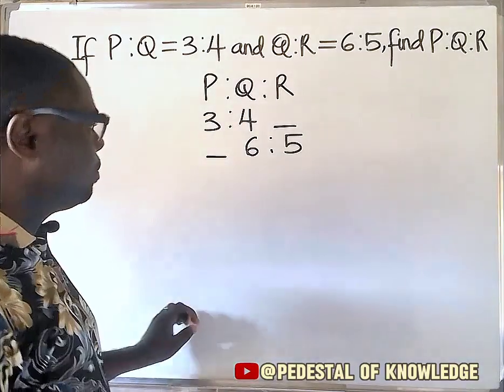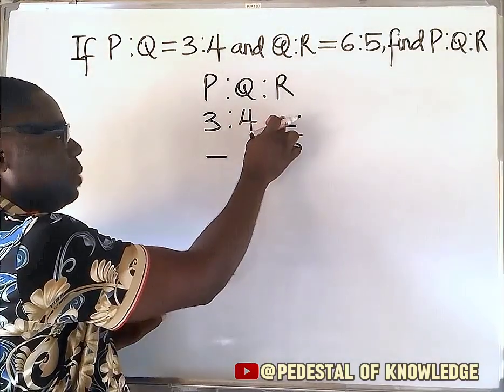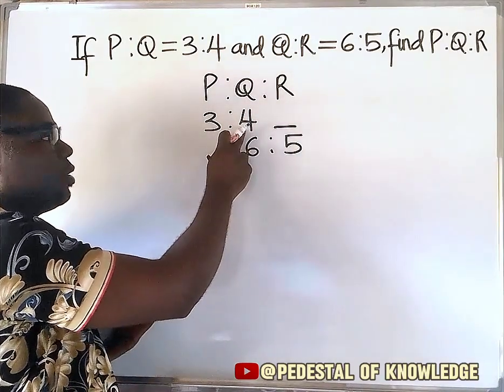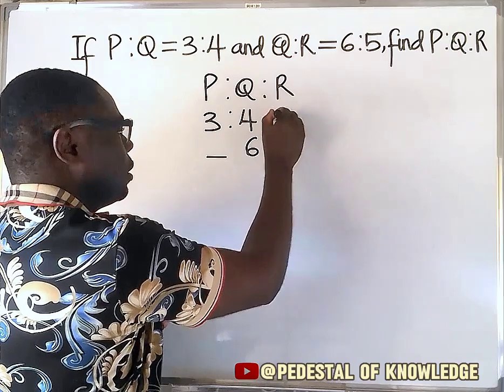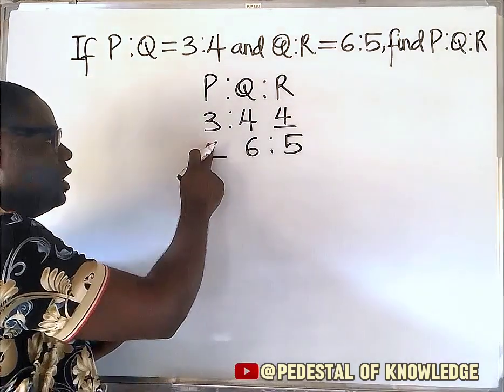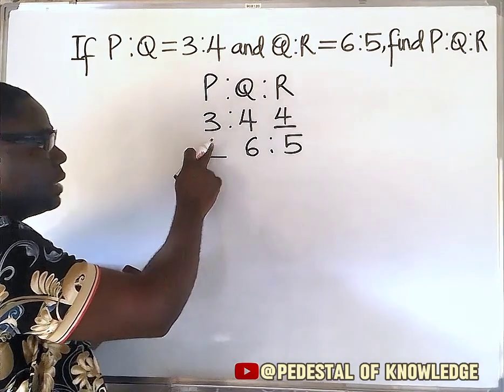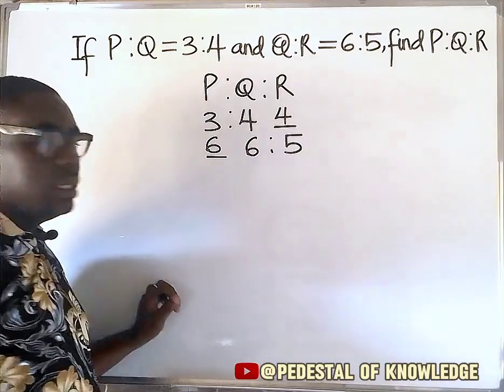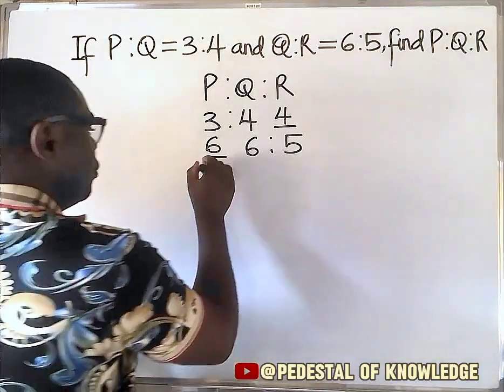Okay. Now this space is equal to the number that is very close to it, and that number is 4. So we put down 4 here. Then this space is equal to that number that is very close to it, and that number is 6. So you put it down 6.